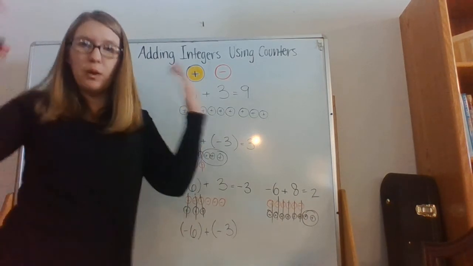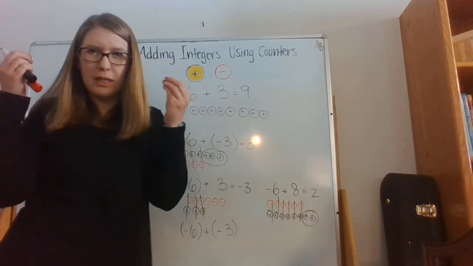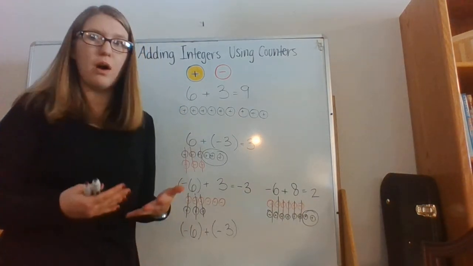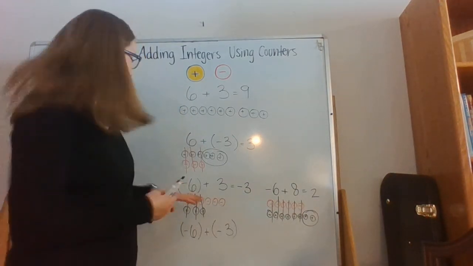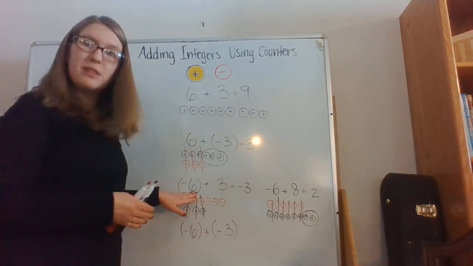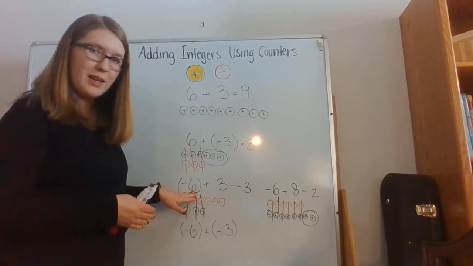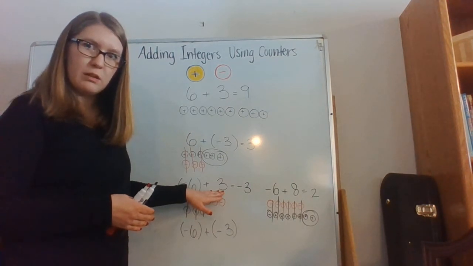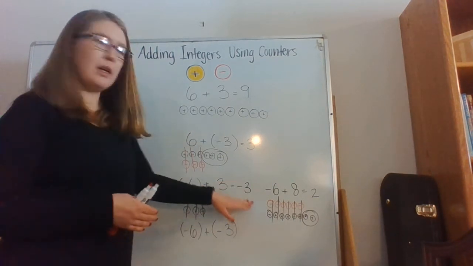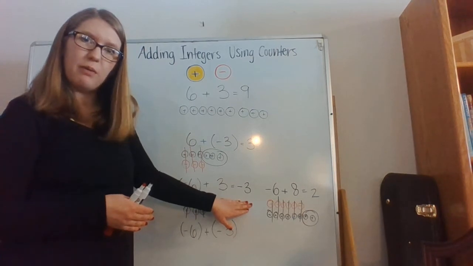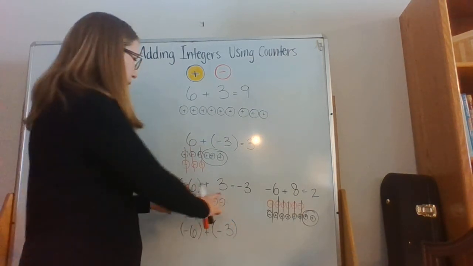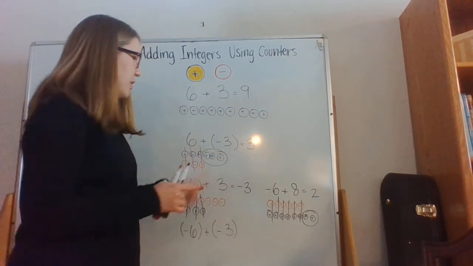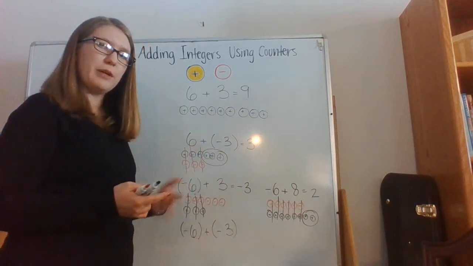So it can help to think about a particular situation, like I said, with money or often with temperatures. If it's negative 6 degrees outside and then it increases 3 degrees, then it's still not enough to get all the way to 0. So think about how much of them cancel each other out, and then how much is left over.